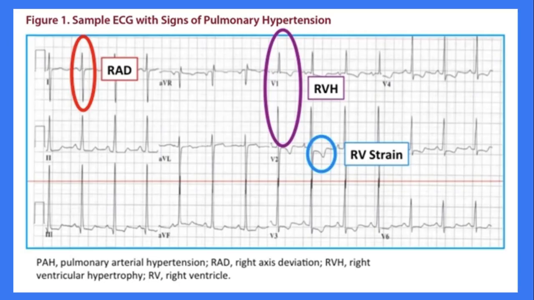Okay, so the EKG is going to show here, on lead 1, the red circle indicating that there is right axis deviation. And then RVH is represented with a very tall R wave in V1 and V2 as well. And then you see a little bit of right ventricular strain as well.